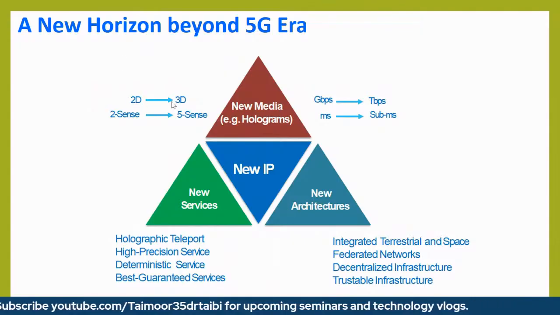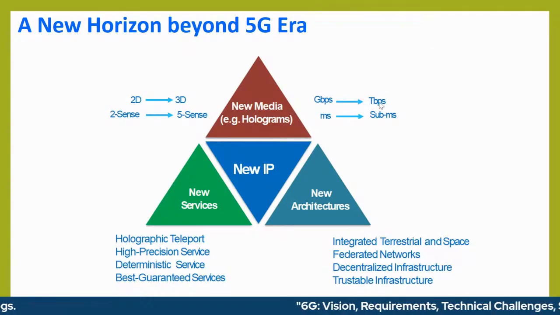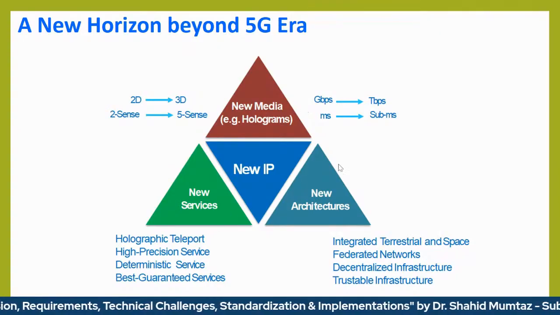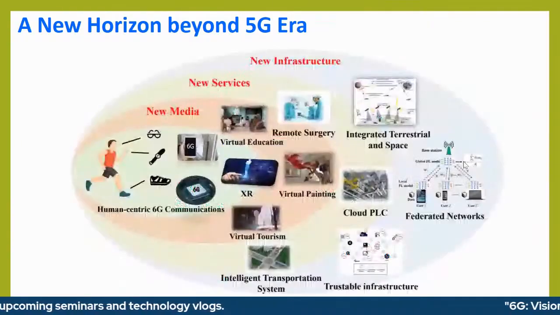We are moving from 2D to 3D. We are moving from two senses, data and voice, to the five senses of a human being. We want to transmit all five senses over the air, with gigabit to terabit rates and millimeter to sub-millisecond latency. For that, we need to follow this triangle. Huawei is already working a lot on this branch, and IoT also proposed a similar thing in their 5G workshop: new media, new IP, new services, and new infrastructure. I will talk about it in the next few slides.